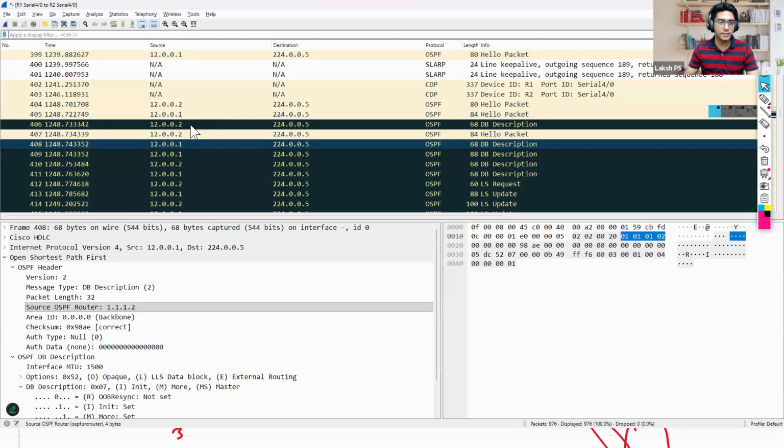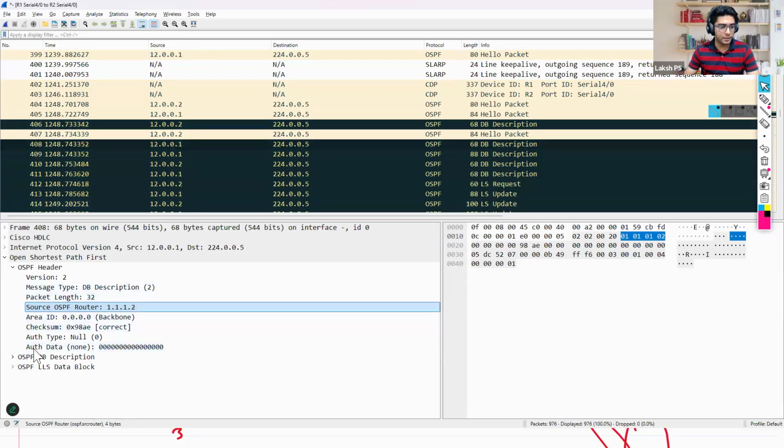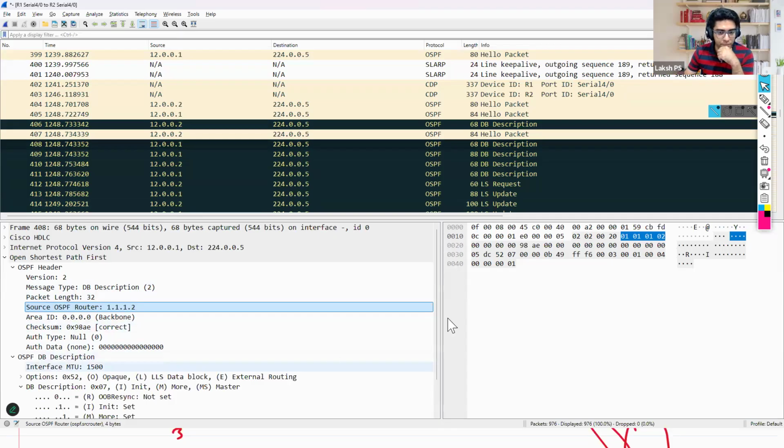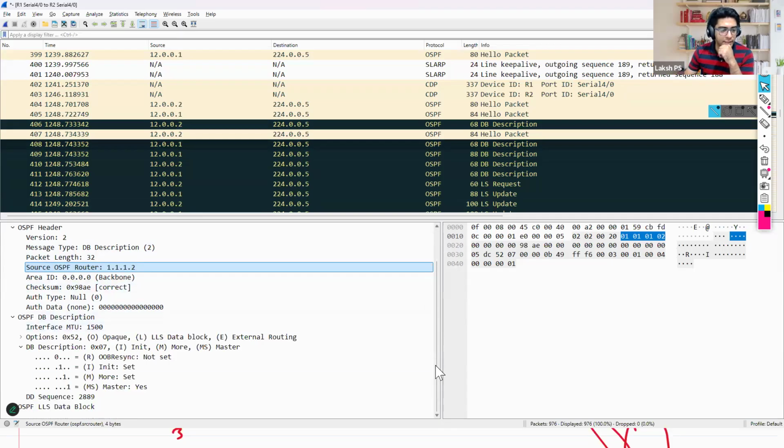Okay. So over here, you can see R1. This is R1's router ID 1.1.1.2. You can clearly see R1 is saying that I am the master, and my DBD sequence number is 2889. This is what R1 is saying. Then R2 over here is saying I am also the master, and my DBD sequence number is 2946. R1 is saying I am the master, R2 is also saying I am the master.